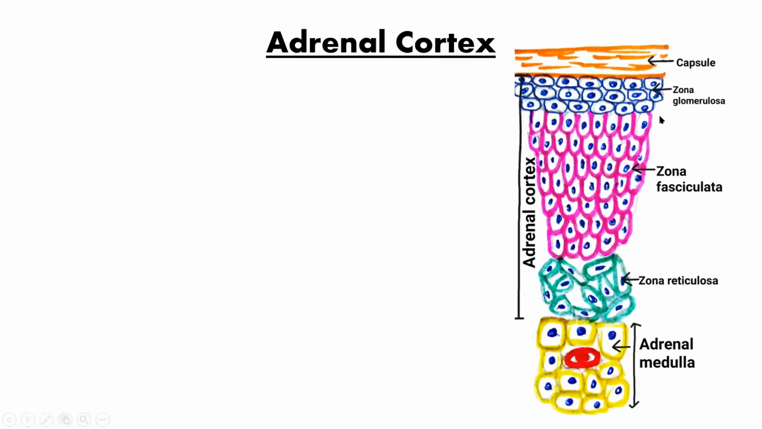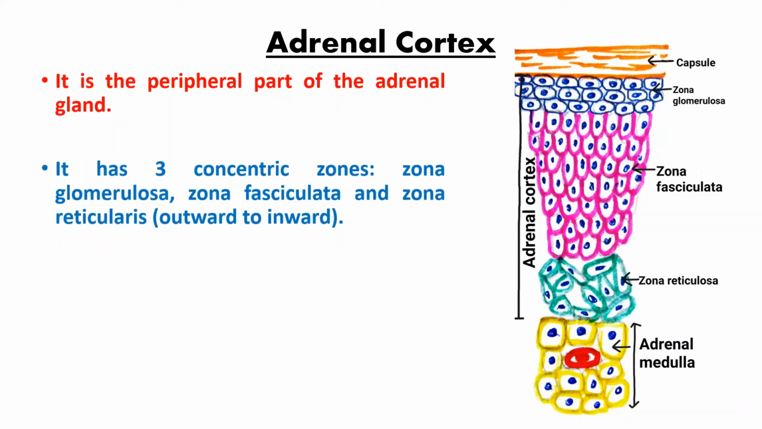Now coming to the adrenal cortex. See, from outside to inside, you can find capsule, then adrenal cortex and then the adrenal medulla. Adrenal cortex is the peripheral part of the adrenal gland and it is composed of three main concentric zones: zona glomerulosa, zona fasciculata and then zona reticularis. Zona reticularis is named such because there the cells are arranged in a network-like or reticular fashion.